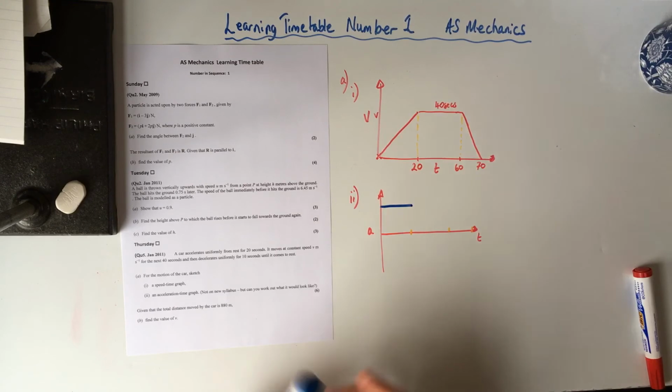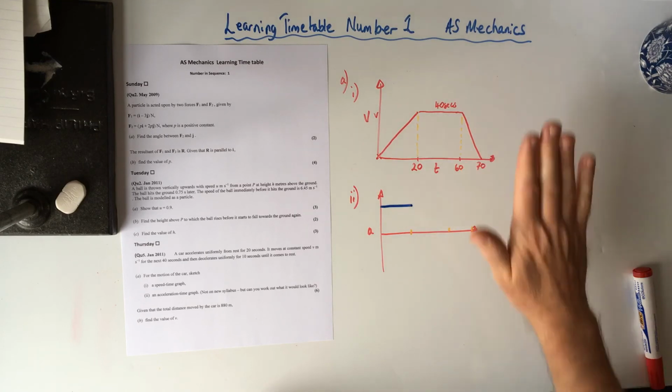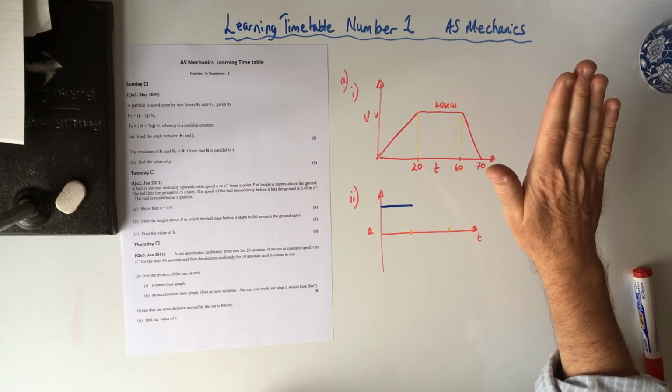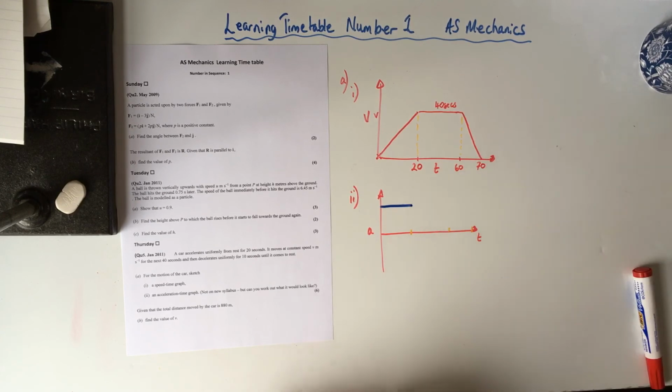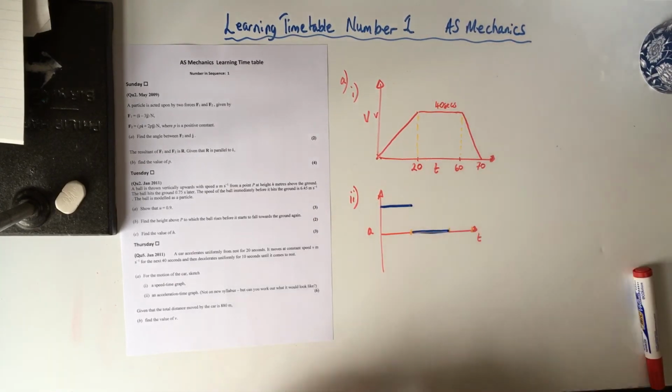The next 40 seconds, it's just a constant velocity. The person has put the foot on the accelerator, speeded up, and suddenly when they've reached a speed, they've stopped accelerating. So the acceleration is 0 at that point, isn't it? It's not accelerating anymore, so it's 0 for the next 40 seconds.